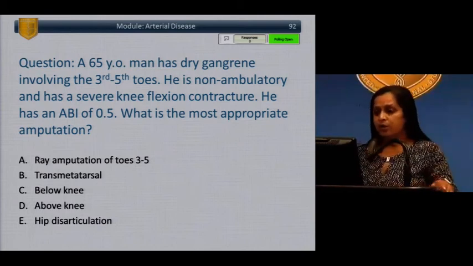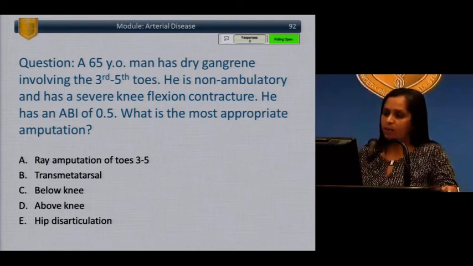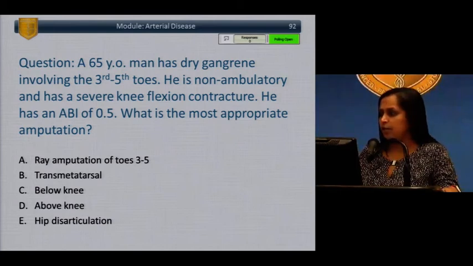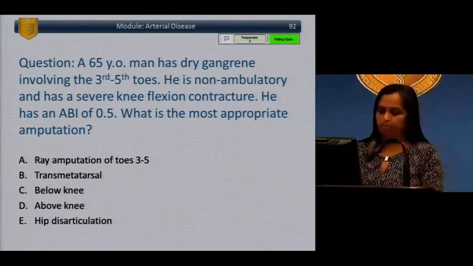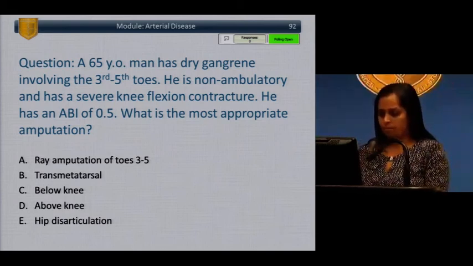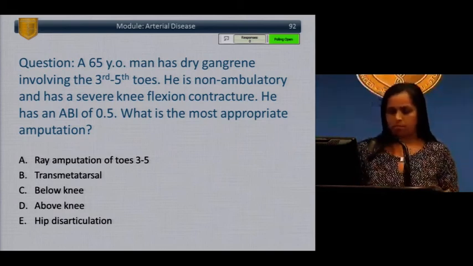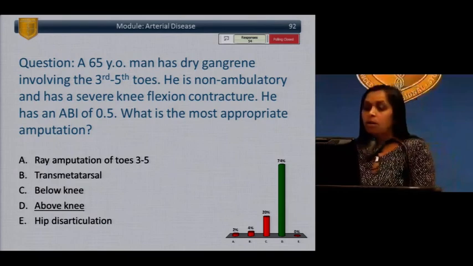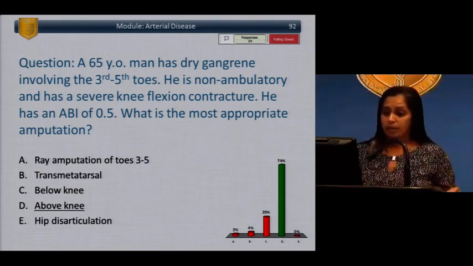A, ray amputation of toes 3 through 5. B, transmetatarsal. C, below knee. D, above knee. E, hip disarticulation. The correct answer is an above knee amputation.